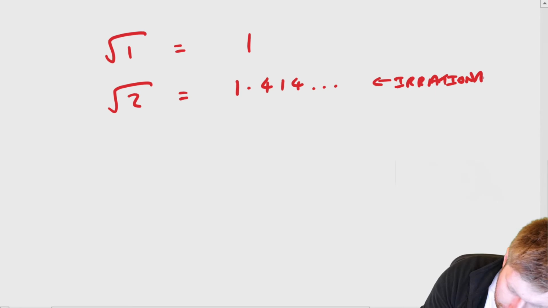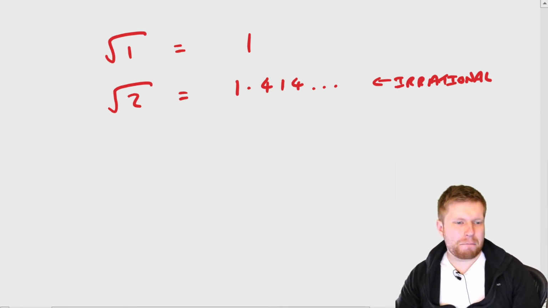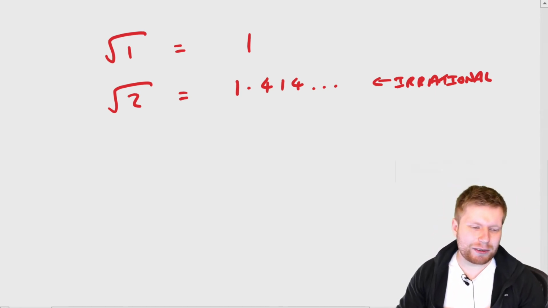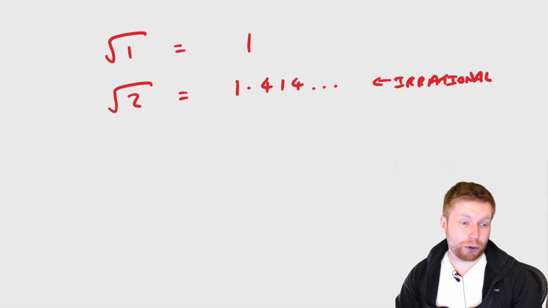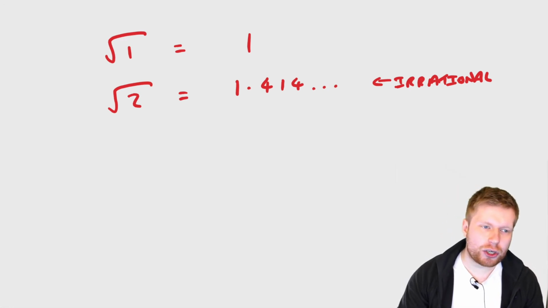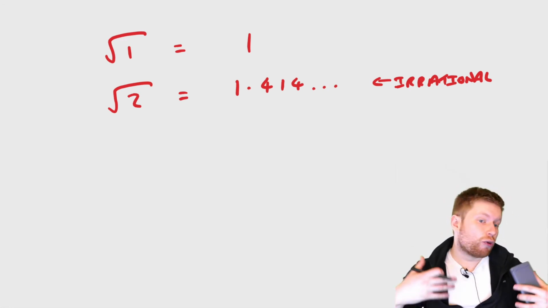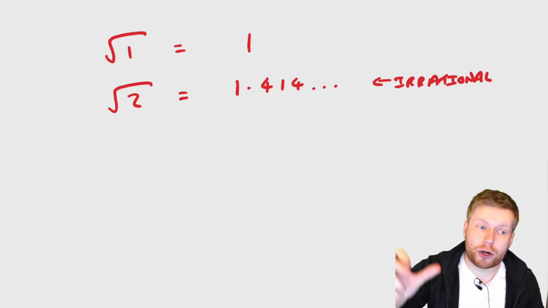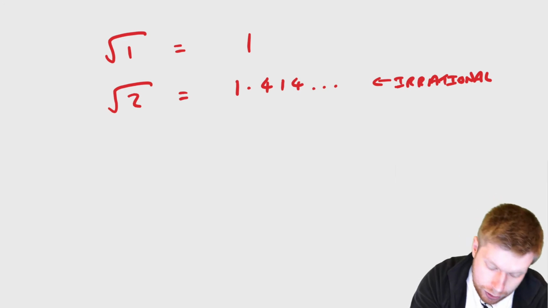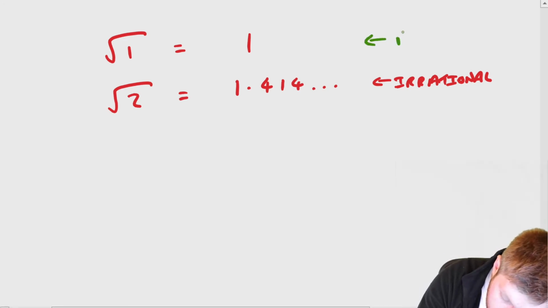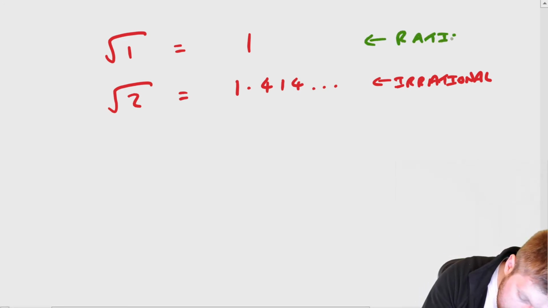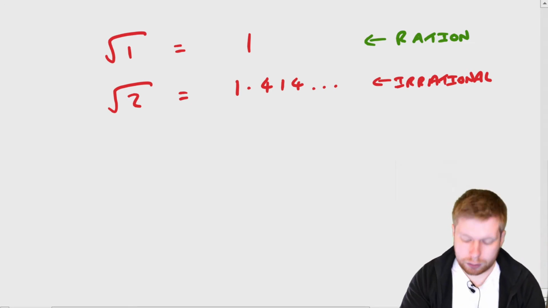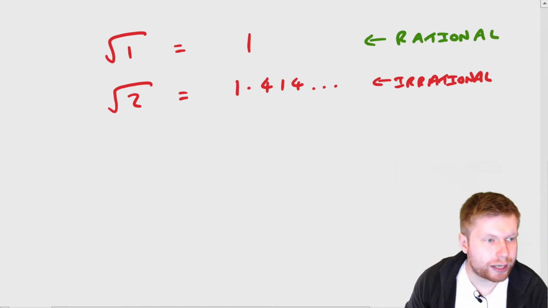Now irrational numbers are really interesting as well. In the history of maths, there was a guy called Hipparchus that actually proved that the square root of 2 was irrational. Irrational means it cannot be written as a ratio or as a fraction. Whereas this is rational. 1 can be written as a fraction, like 1 over 1, or 2 over 2, or 3 over 3, etc.